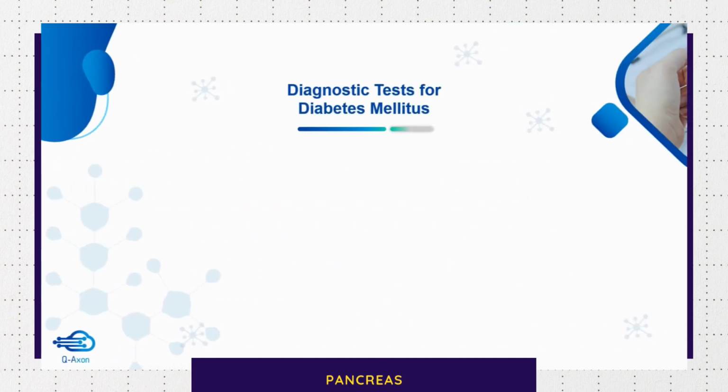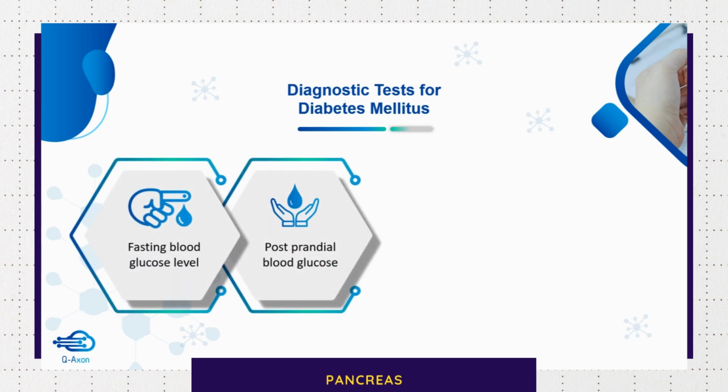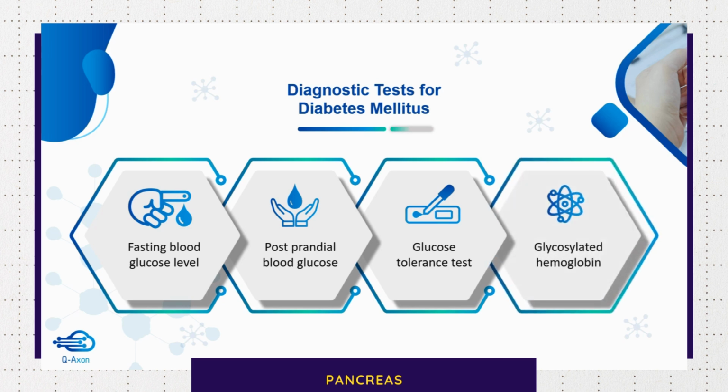The diagnostic tests for diabetes mellitus are fasting blood glucose level, postprandial blood glucose, that is it is taken after meals, then glucose tolerance test, and glycosylated hemoglobin, that is called HbA1c. It shows the average blood glucose level for the 3 months.